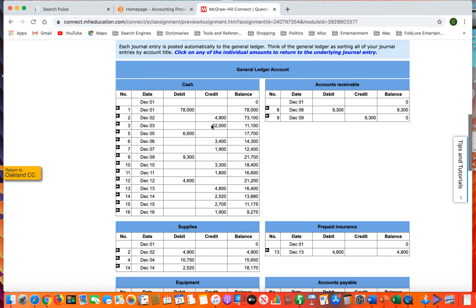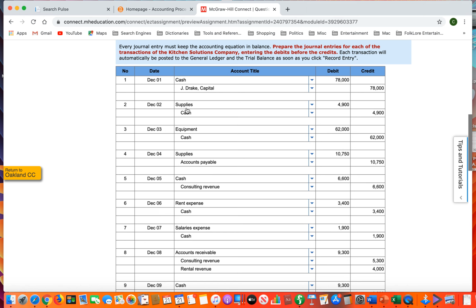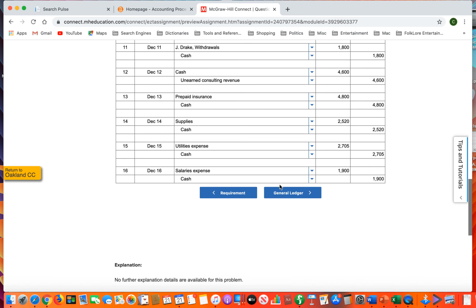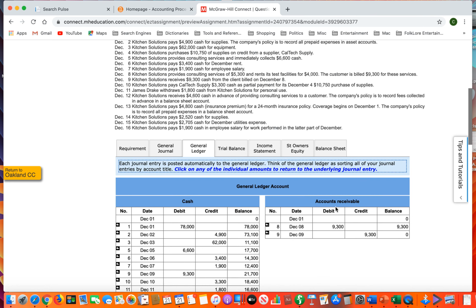For cash, you see the $78,000, okay, right there. Okay, it goes to that. It's a debit there, so it's a debit here. And let's go to the capital account.